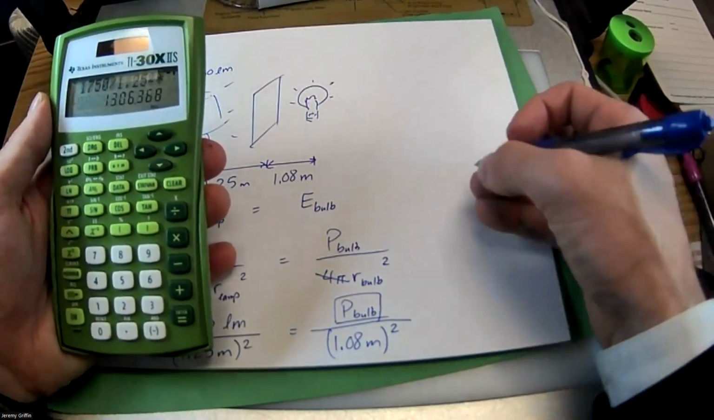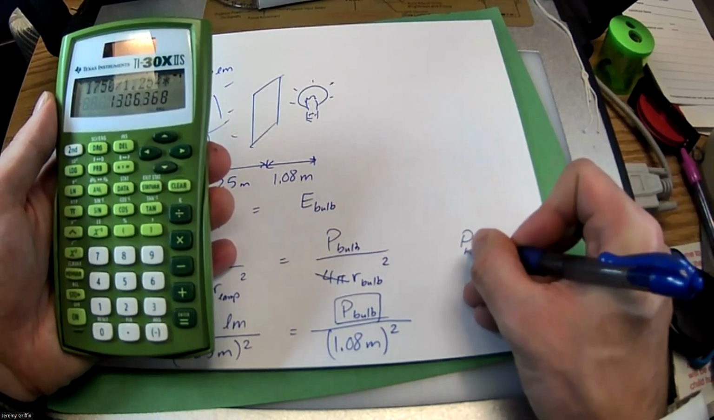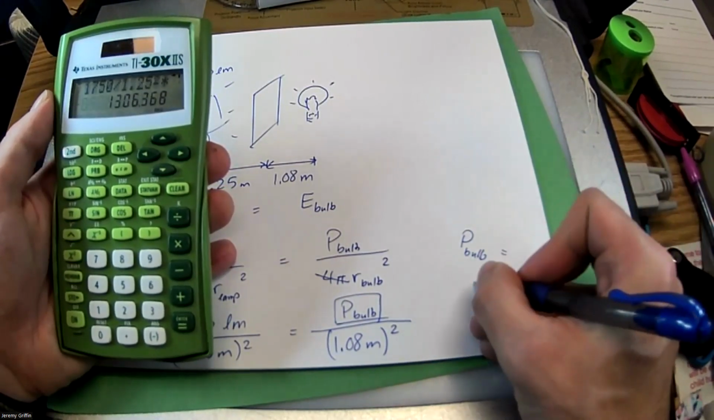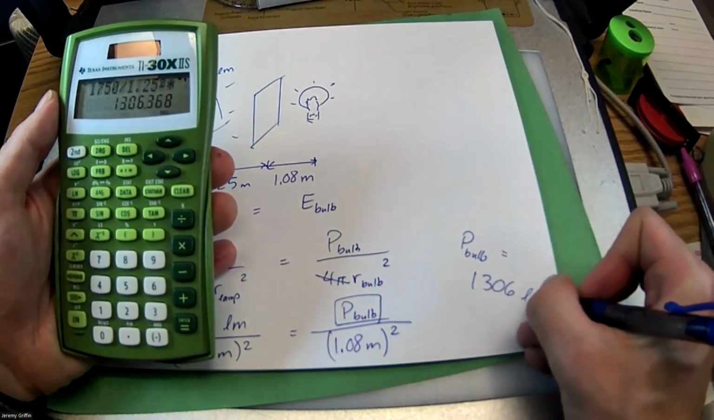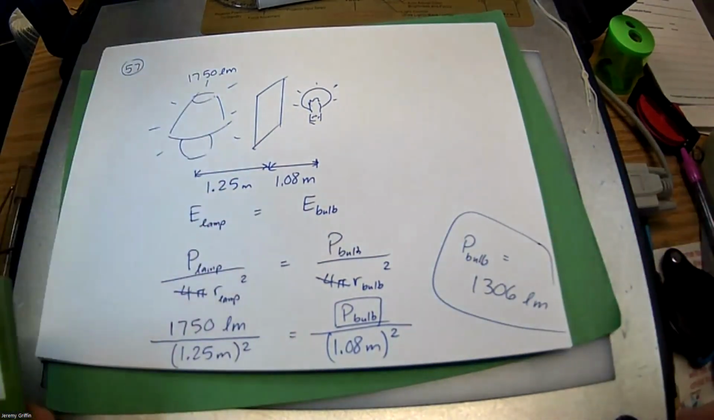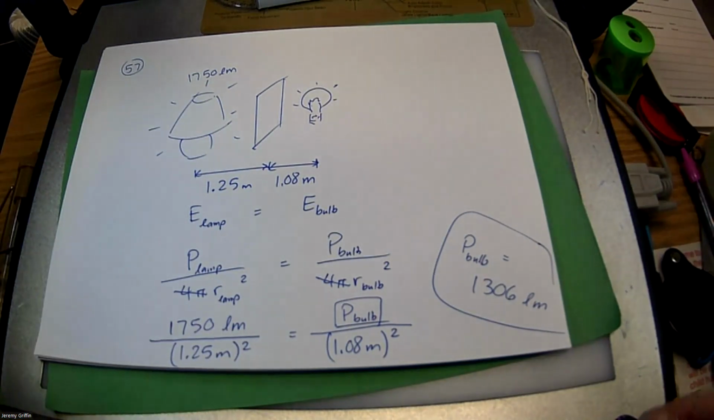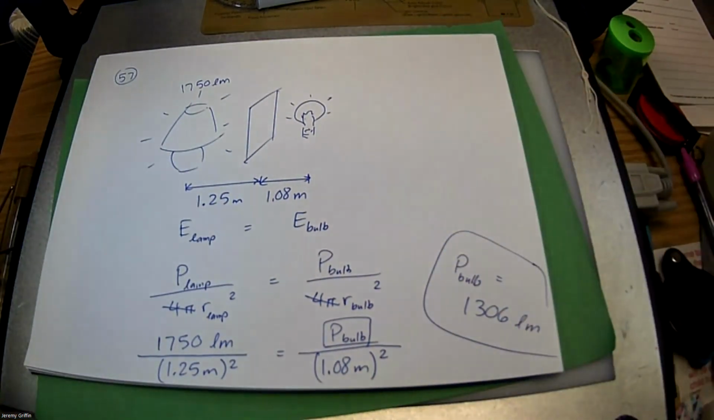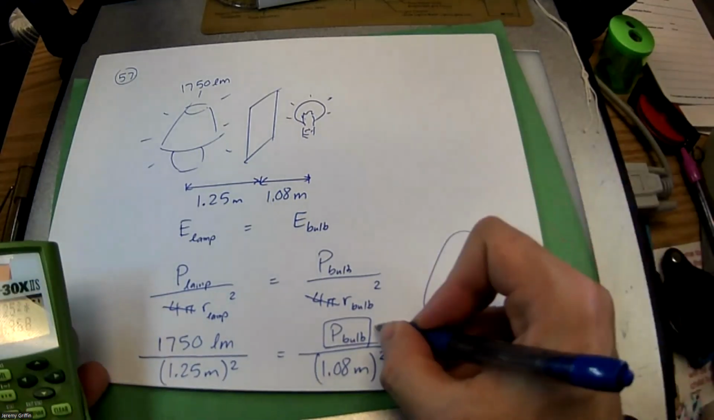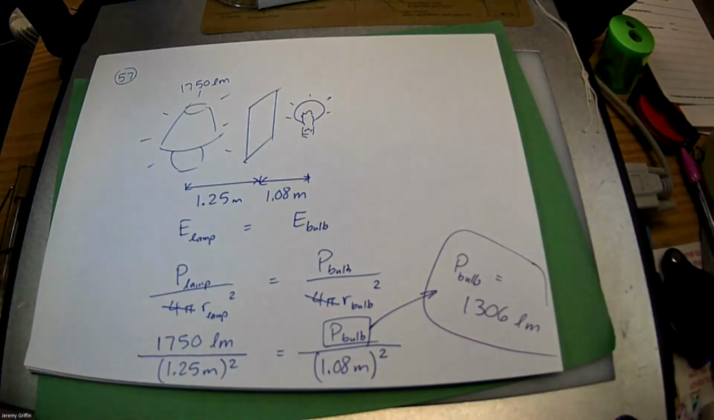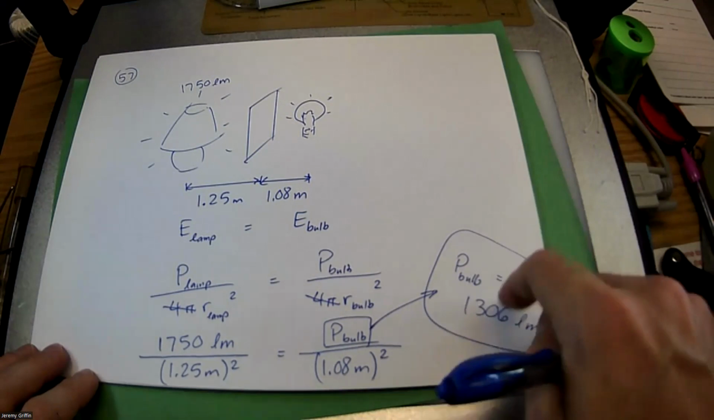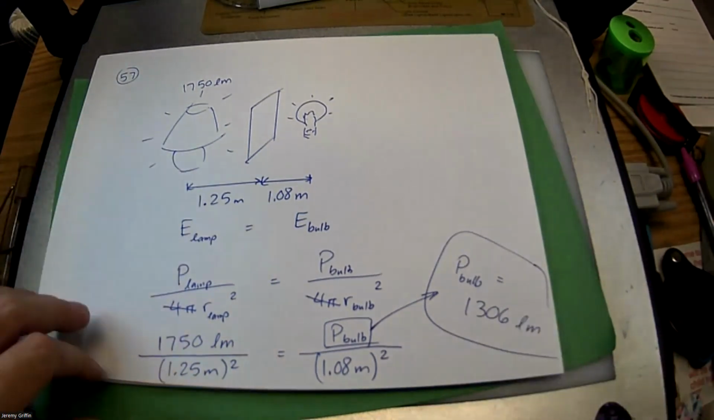Here, I'm just going to write the answer out. So flux from the bulb is, I'm getting 1306 lumens. I got the same answer in a different way: 1.25 squared divided by 1.08 squared, inverse that using the negative first power, and then use that as the multiplier. Oh, yeah, that'll do too. A little bit different ways to shuffle the algebra. And yeah, it is not as bright as the lamp. Okay, you guys got that?